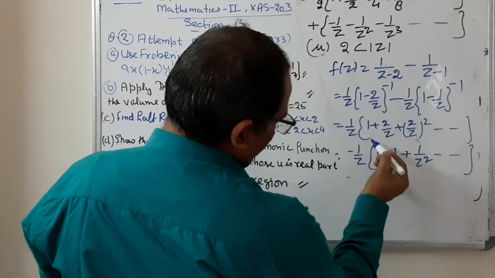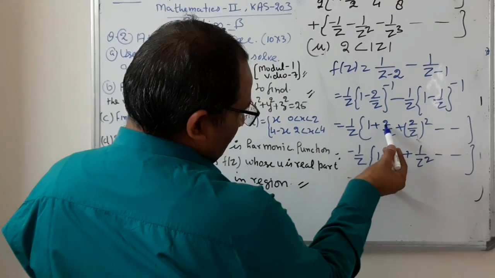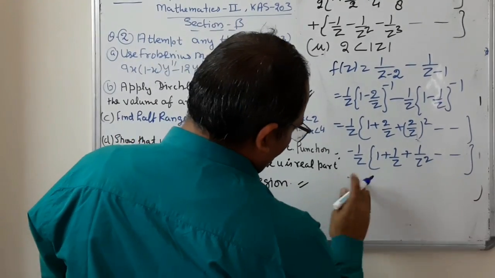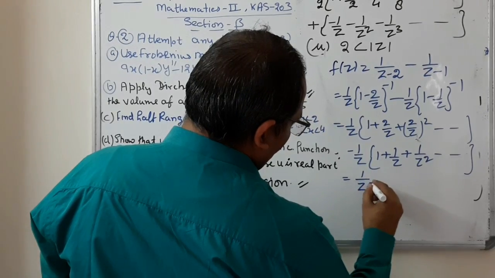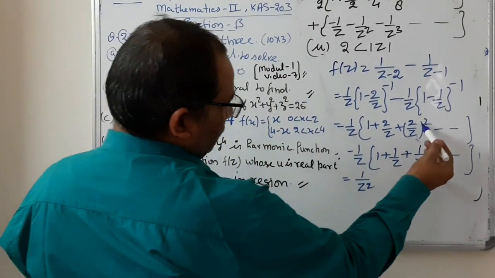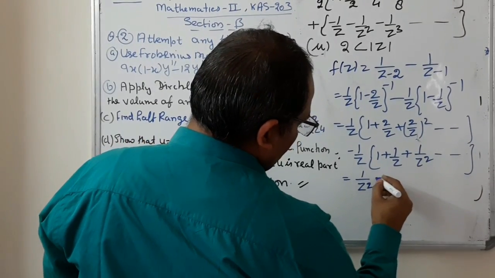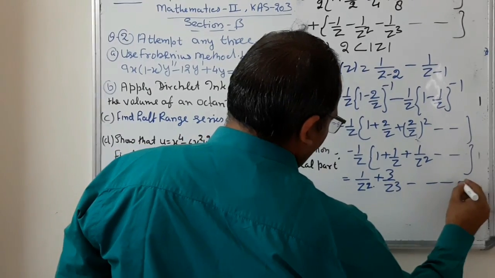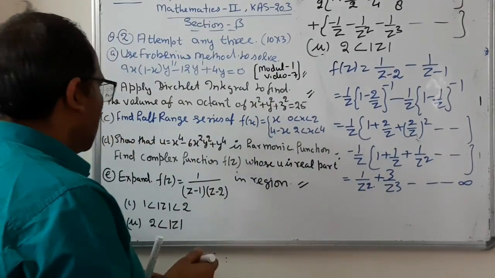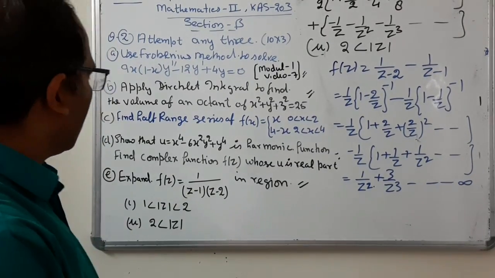And then add this. The first term will cancel out because here plus, here minus. In the second term, here 2, here minus 1, so 2 minus 1 is 1, so 1 upon z square. Here is 4, here is minus 1, so 4 minus 1 is 3. So plus 3 upon z cube and so on. This is the Laurent series expansion of the given function, for the first and second parts.